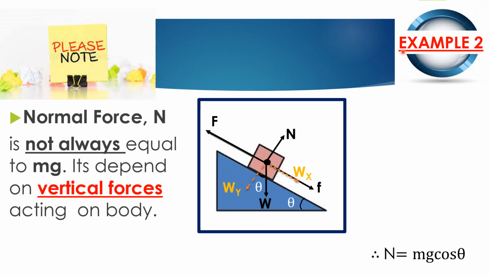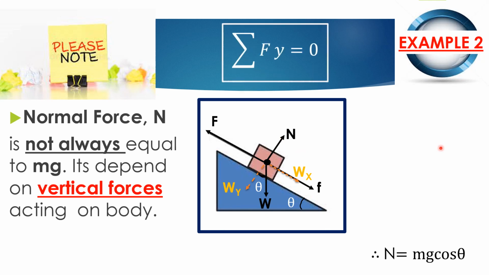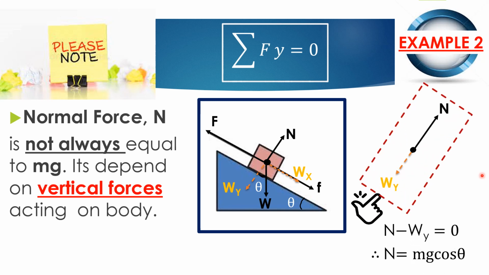Okay, let's look at example 2. So you can see the figure here. When the net force equals 0, we look at the vertical component for the forces here. So we have two forces, normal force and weight y. Okay. When we resolve this formula, we get that the normal force equals mg cos theta. This proves that the normal force is not always equal to mg.